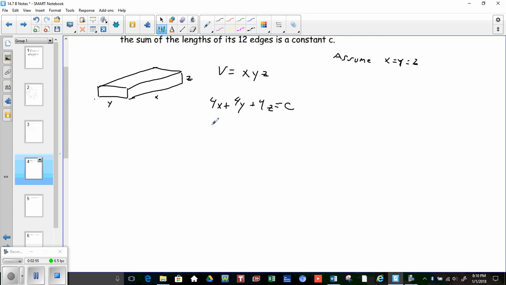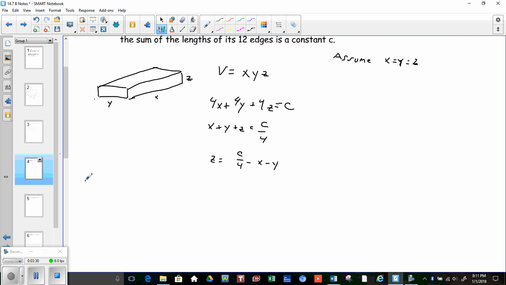We can divide a 4 out. x plus y plus z equals whatever our constant was over 4. And then again, we can pick any one of these variables. I'm going to choose again to solve for z. So z is going to be c over 4 minus x minus y. And then I'm going to be able to use this to plug back into here to reduce this into two variables.